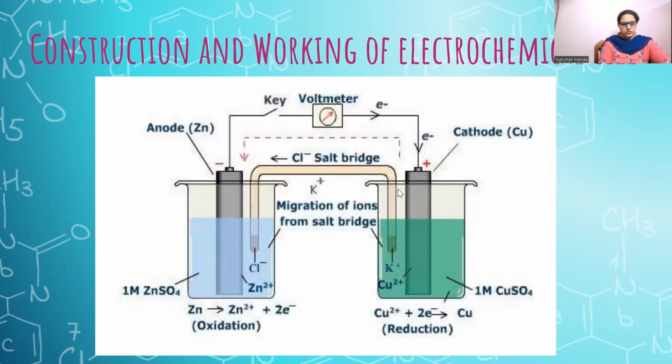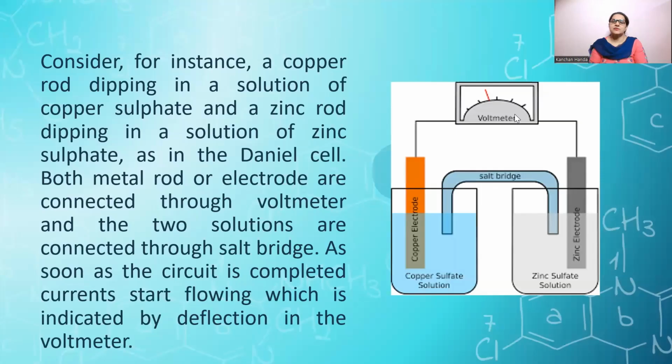In a reduction electrode, reduction takes place. Copper ions gain electrons from the electrode and get deposited in the form of copper metal. As electrons are gained from this electrode, this electrode becomes electron deficient. Thus, positive charge develops on cathode. Cathode is always a reduction electrode and anode is always an oxidation electrode.